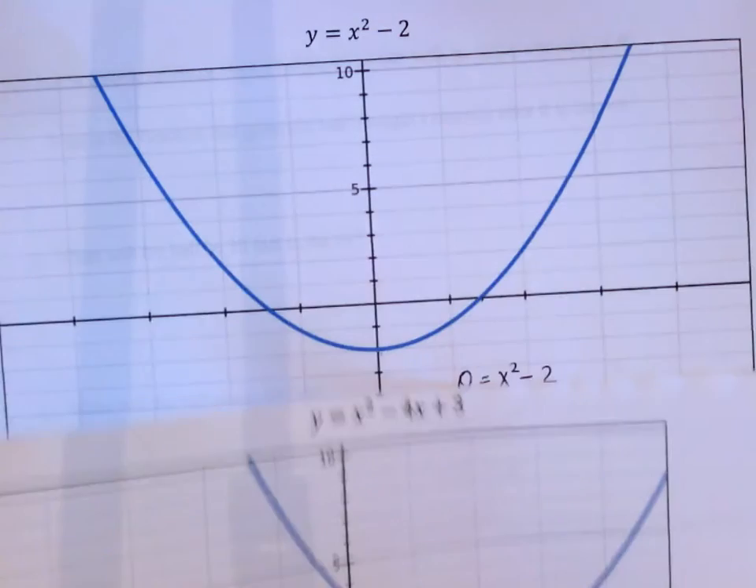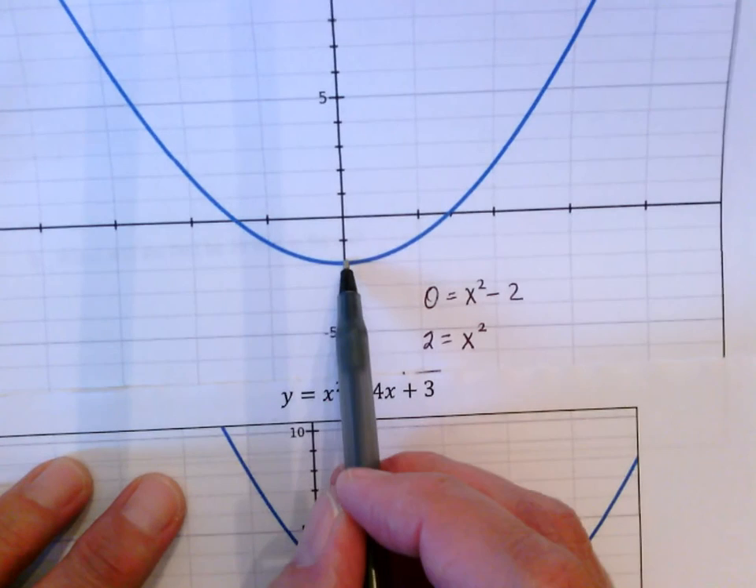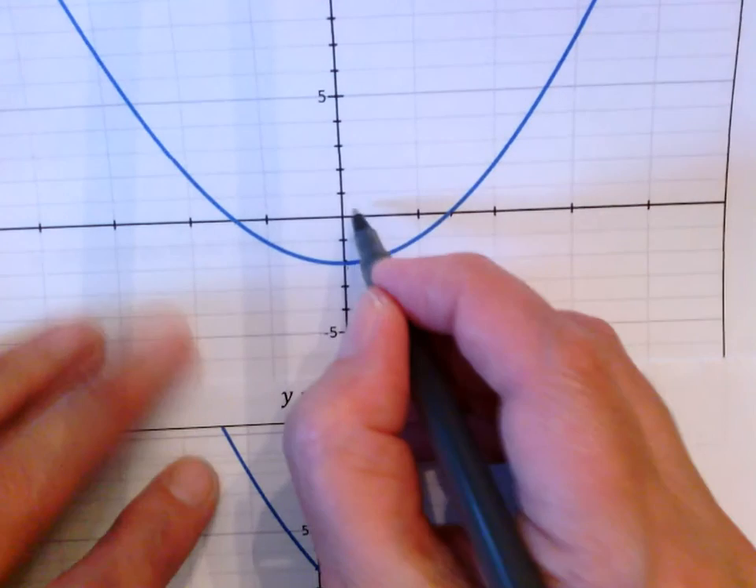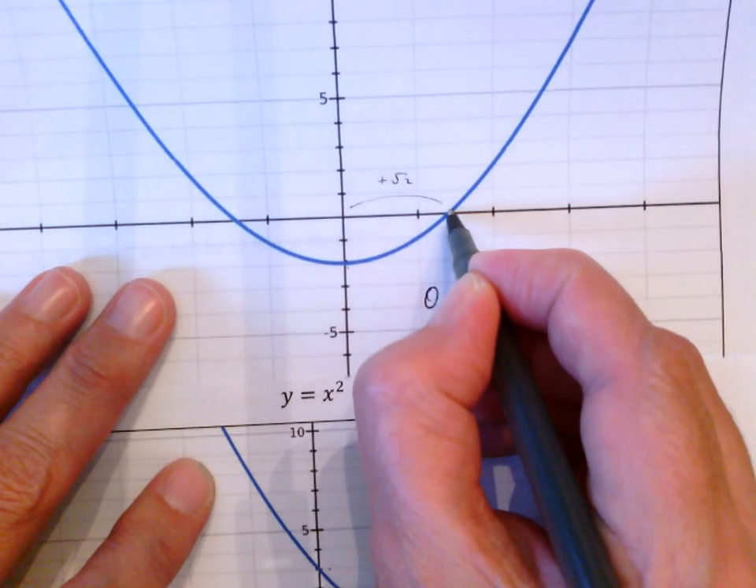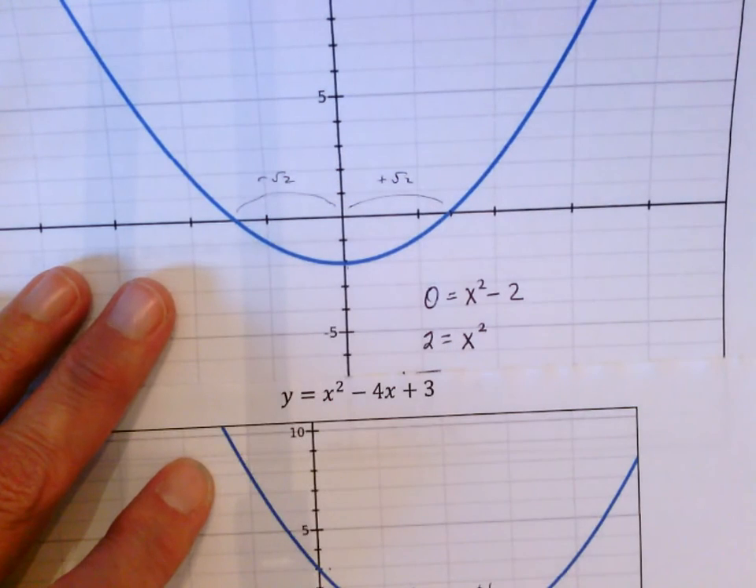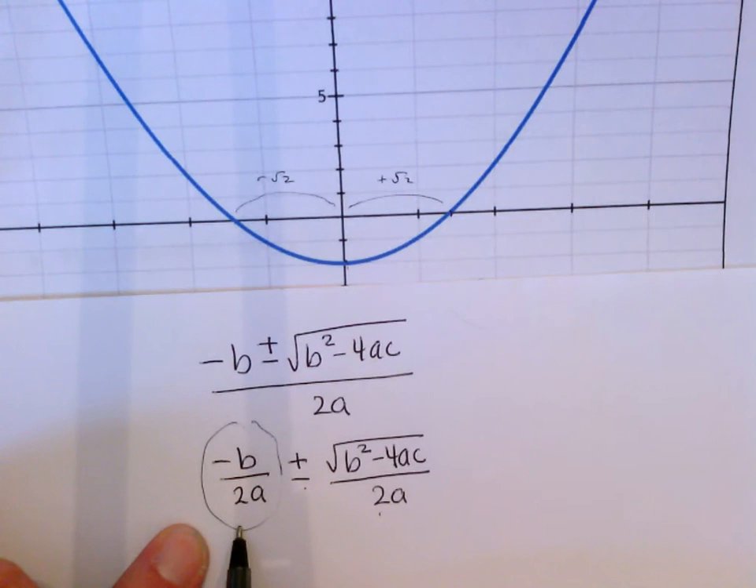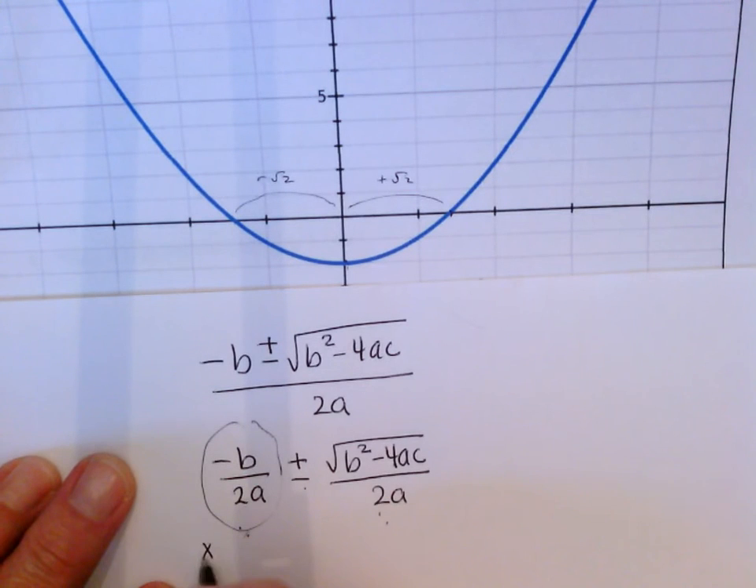Remember our third example, we were a square root of 2 away from the turning point. Same thing. The turning point is in the middle here at 0. If I add the square root of 2, I get to one x-intercept. If I subtract the square root of 2, I get to the other intercept. So how does that compare with my little formula here? Well, this negative b over 2a is the midpoint between the two x-intercepts. And so negative b over 2a is where the turning point happens. This is always going to be the x-coordinate of the turning point, or the vertex.